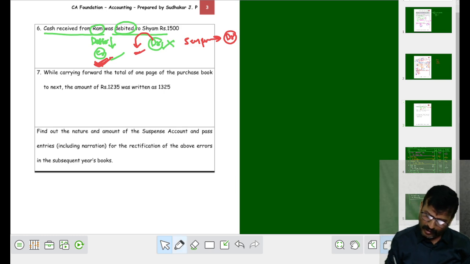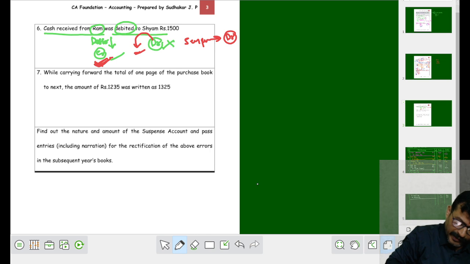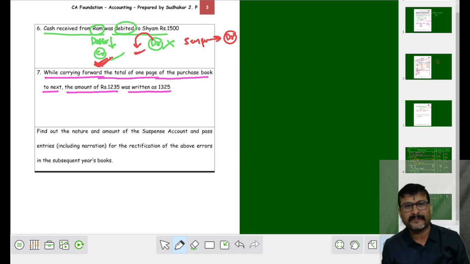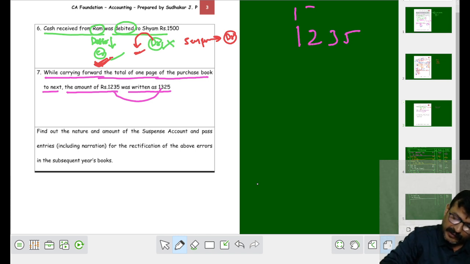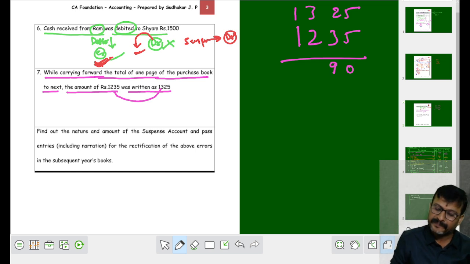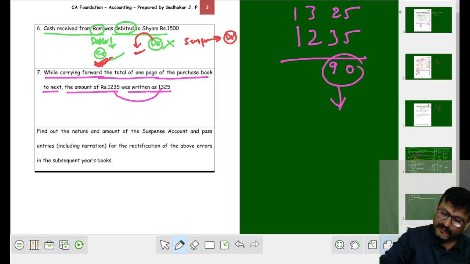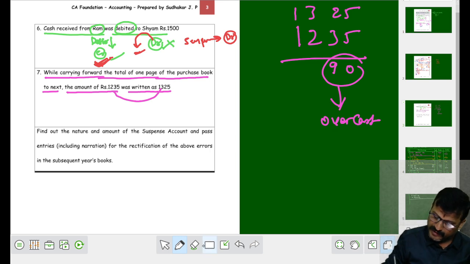Now we will move on to the last point of this problem. While carrying forward the total of one page of the purchase book to the next, the amount of 1235 written as 1325. What happened now? Same side. Instead of writing 1235, you have recorded 1325. What happened now? 90 is the difference. Right? This is called over cost. Instead of over cost, I can say over carry forward.